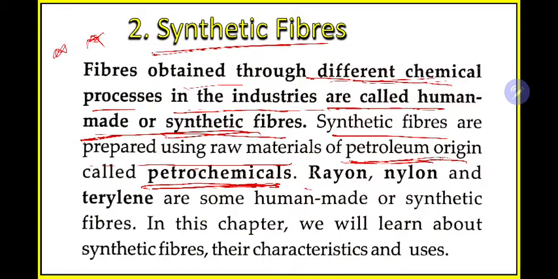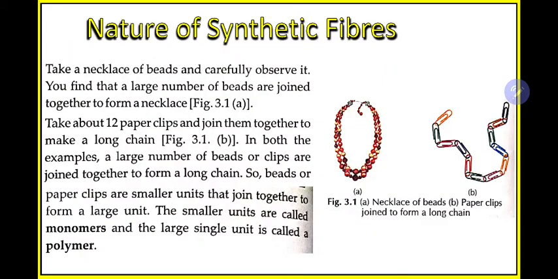Then next they are saying that rayon, nylon and terylene are some human made or synthetic fibers. So they have given some examples. We'll learn all in detail. As of now, just remember the examples. What are these examples? Rayon, nylon and terylene are some human made or synthetic fibers. So they have given three names as examples. In this chapter, I already told you we will learn in detail about these things, what are their uses, their characters, and their details, manufacturing process and all, whatever is there.